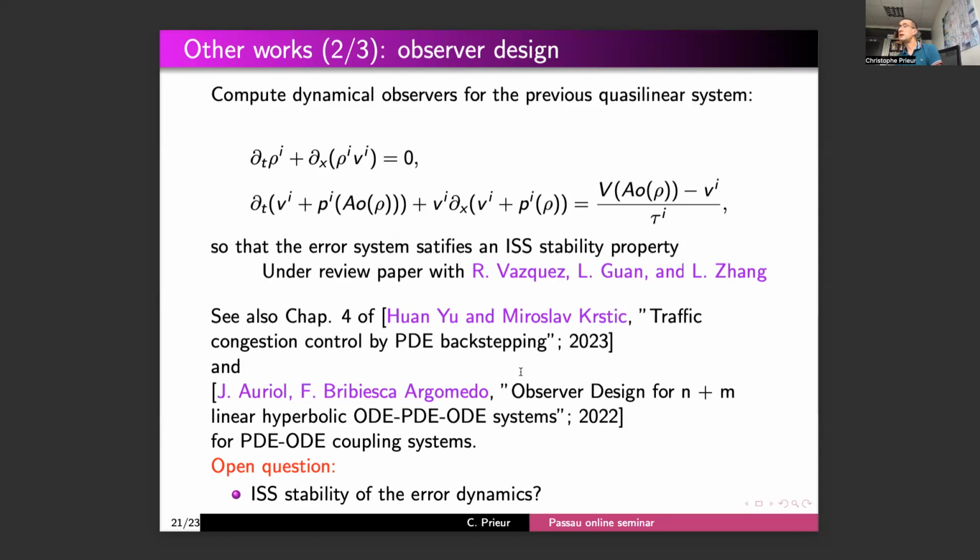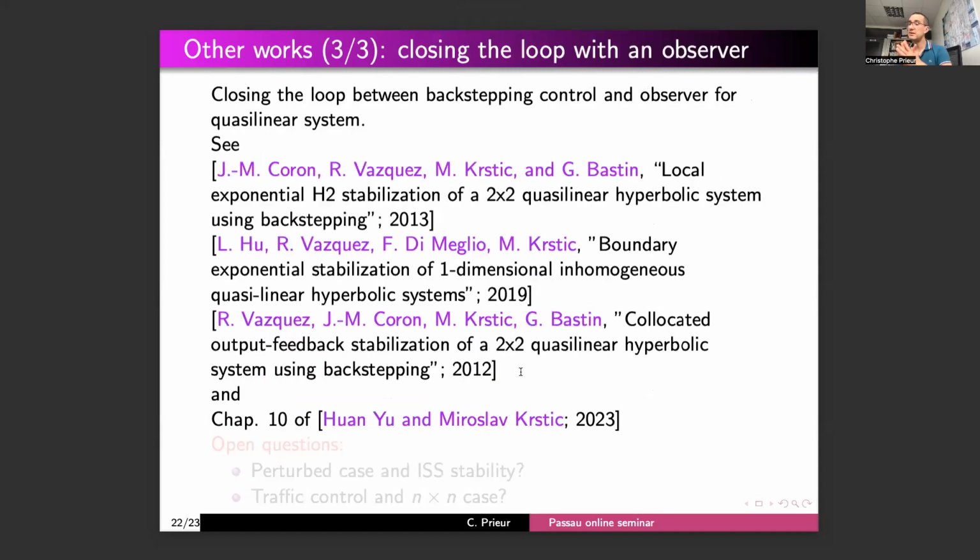The last slide of today is this one. Assume that you have an observer and you have a state feedback law. A very natural question is to close the loop. Closing the loop between backstepping control and observer for quasi-linear systems is still not known, not done, in the case of perturbation.